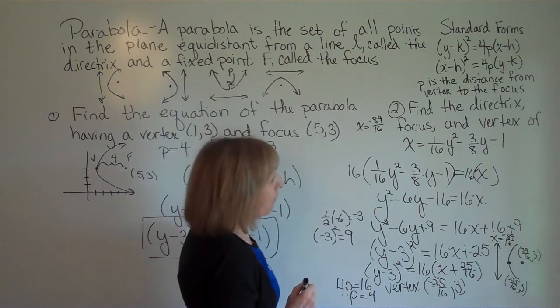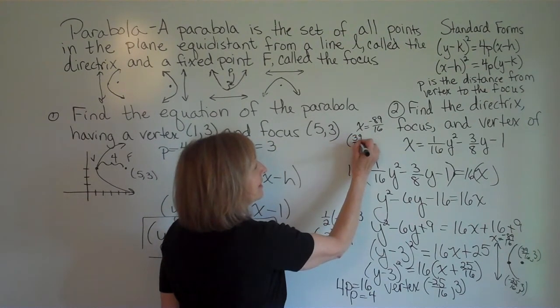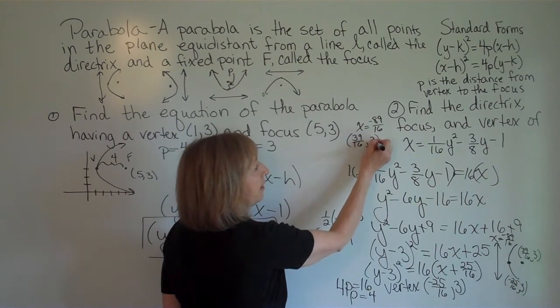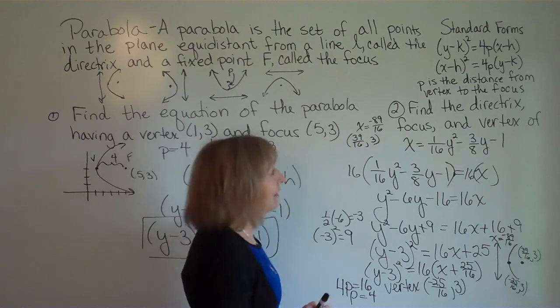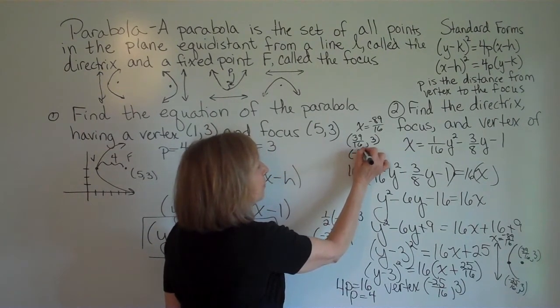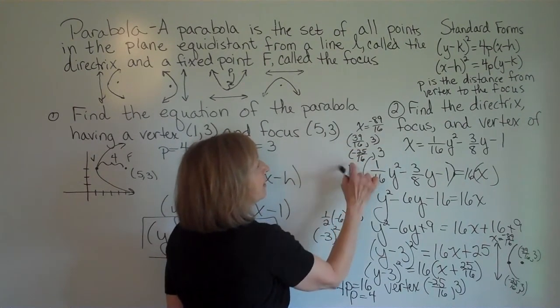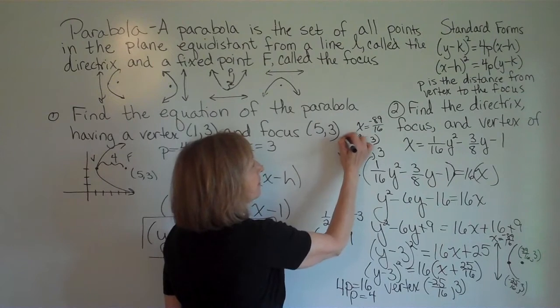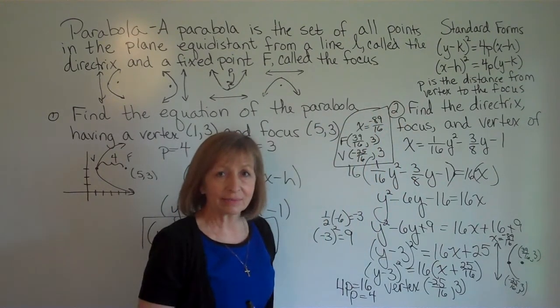My focus is 39/16, comma 3. Remember, the focus is an ordered pair. The directrix is the equation of a line. And then my vertex is at negative 25/16, comma 3. So that's the vertex, this is the focus, and the top one is the directrix.